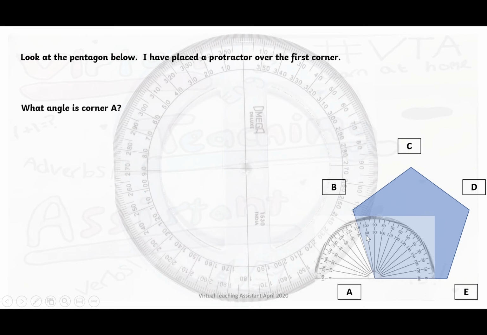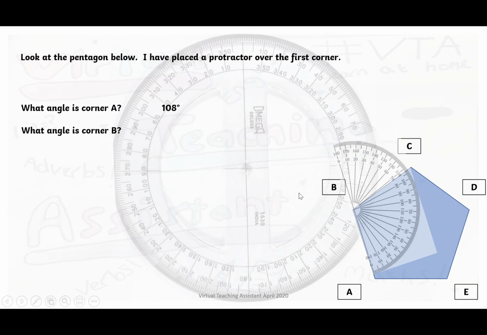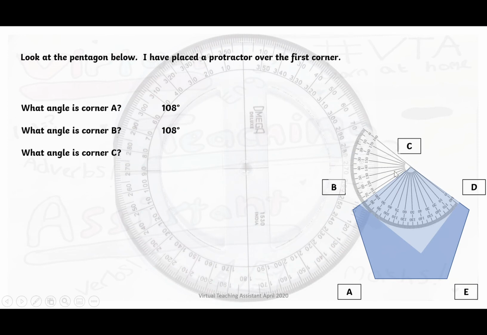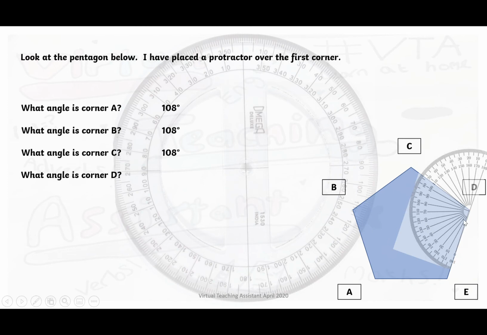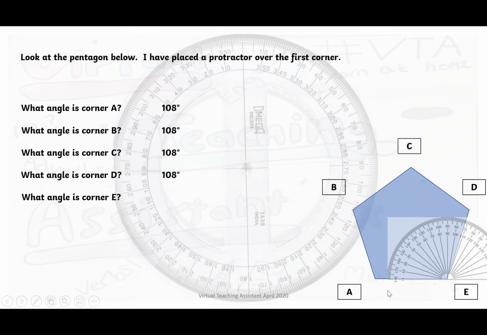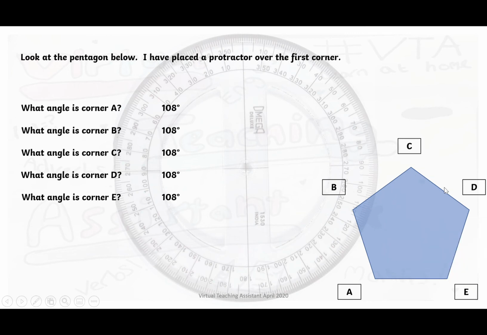Corner A. This one, you can see I've gone from a 0. It isn't quite on 110. I'd say that's about 108 degrees. Okay, what about corner B? That's the same. Corner C. Oh, that one's the same as well. Corner D. Oh, there's a pattern here. That's 108 as well. And what about corner E? That's 108 too. So we know on the pentagon, all the angles of a pentagon are the same. But what angles are they? That's right, they're obtuse angles.